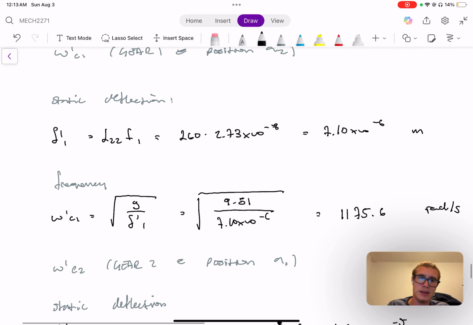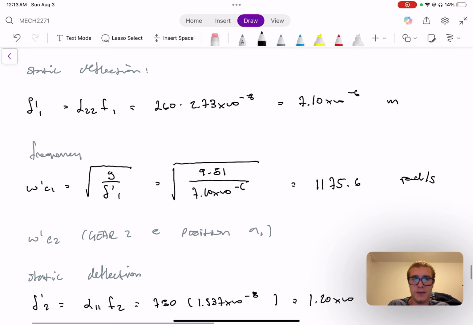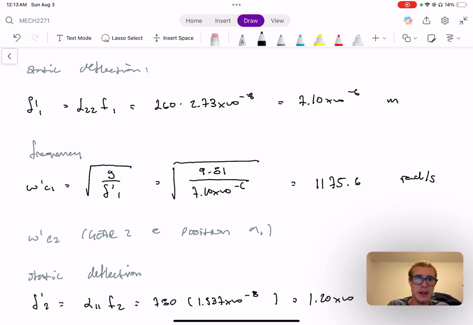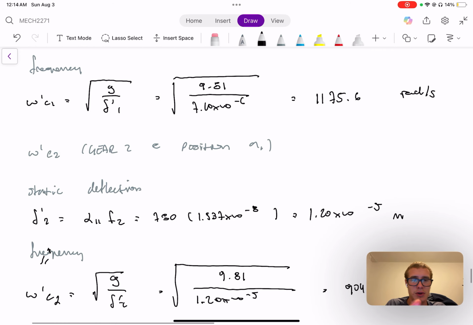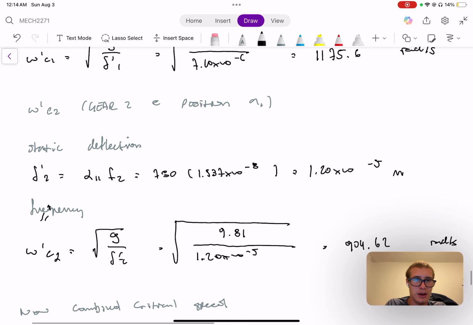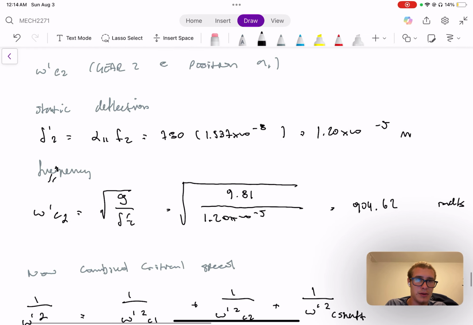The formula is the same. You just plug that into this formula here, and you get the new value for the critical speed of C1. Same thing for the new critical speed for gear two at position A1. They switched gears, but the alpha value has to be used for position one. So the alpha value for position one times the force of gear two, you multiply both of them together, you get this value, and you plug it back into the critical speed frequency two.